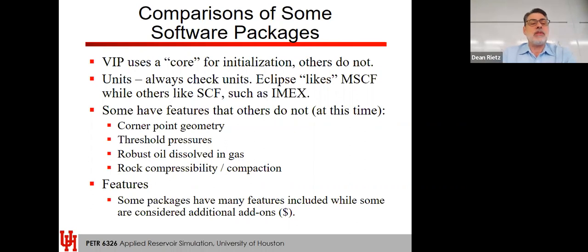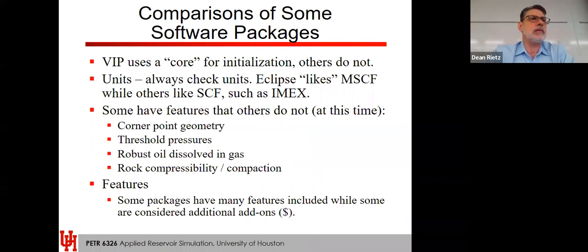Some simulators have features that others do not. Let's say most simulators have quarter point geometry, and we'll talk about that when we get into gridding. Things like threshold pressures, robust dissolved gas in solution, and rock compressibility and compaction, so it's changing porosity and permeability through time due to compaction.